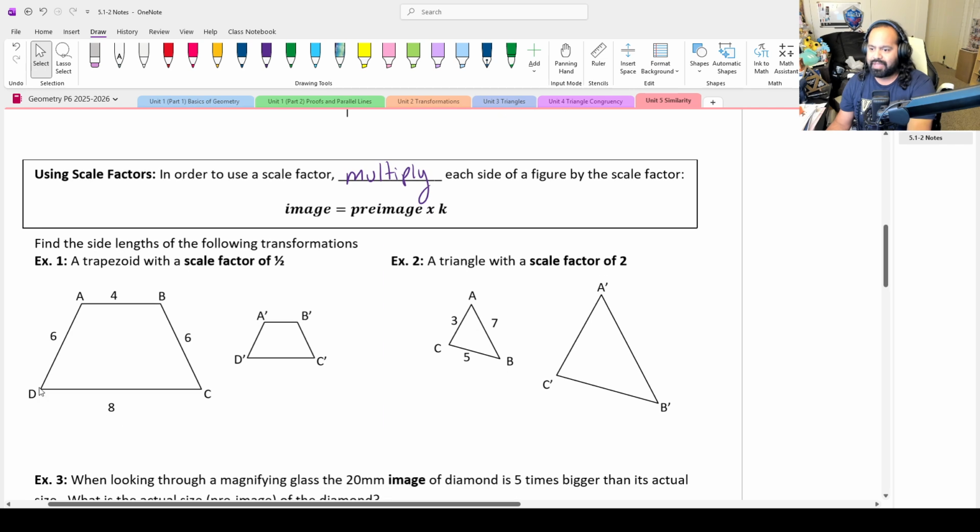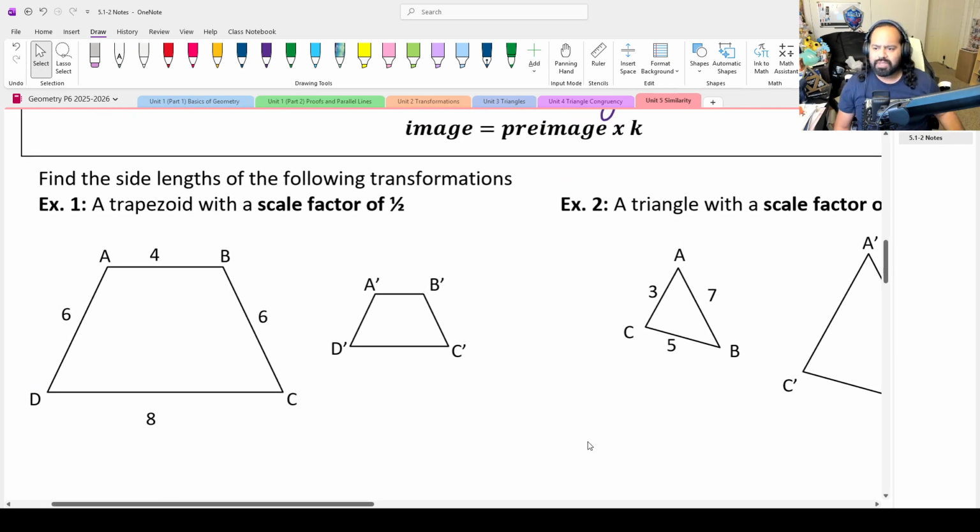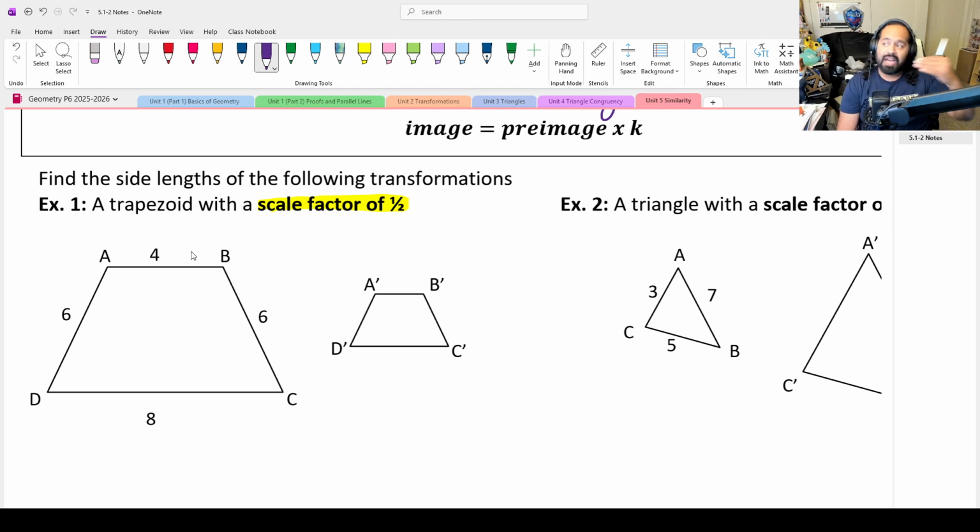So in this example here with our trapezoid, you're going to see that we are given the scale factor of 1/2. So you're going to take half of each of those measurements as you move them over to their corresponding side. So 1/2 of 4 should get you 2. Now, because this is a trapezoid that has isosceles properties with the legs being the same, then that means 1/2 of 6 is going to get us 3. So each of these legs here are 3 apiece.